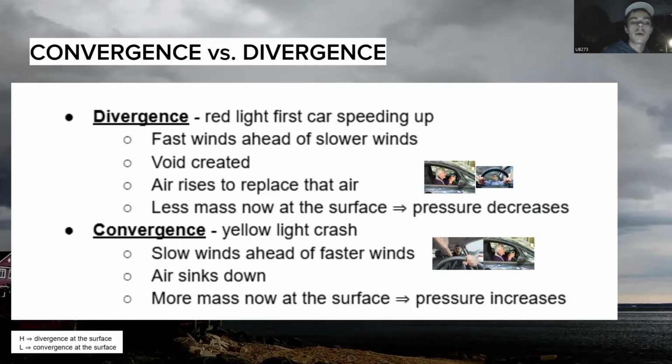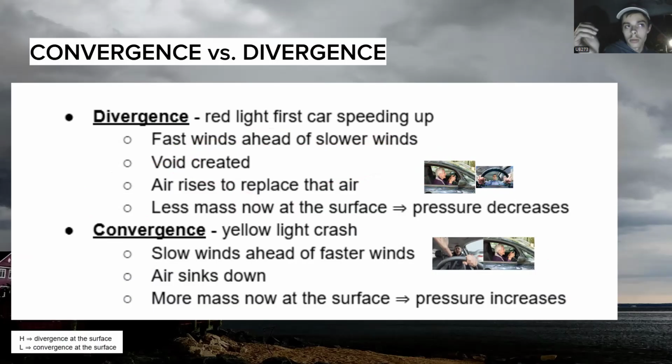So let's first talk about what would happen at divergence. This is like you're at a red light and then there's a car speeding up from the red light. Or we'll just really look at this example. So once again, divergence is that you have the fast guy in front and the grandma's left behind. Oh, wait up. It's separated. So fast wins ahead of slow wins. Fast grandson ahead of the grandma. Void is created. Okay, so they're separated.